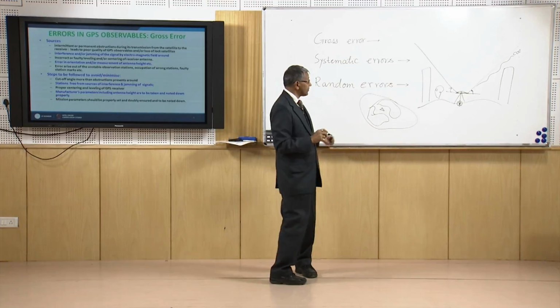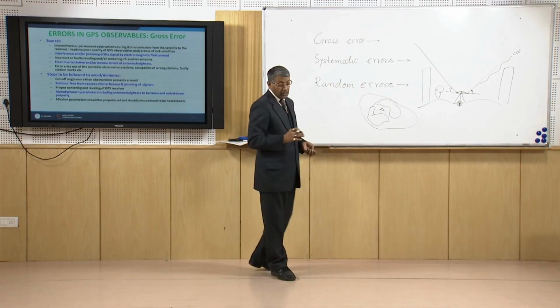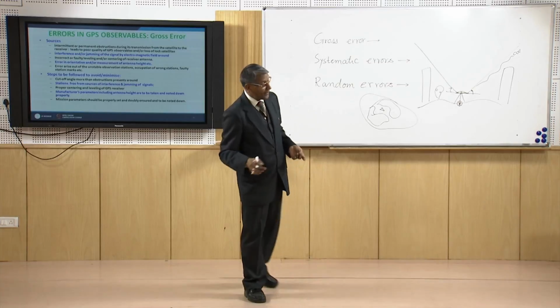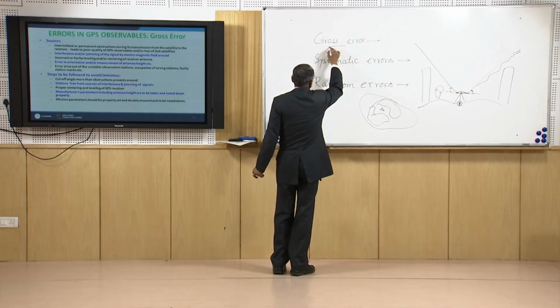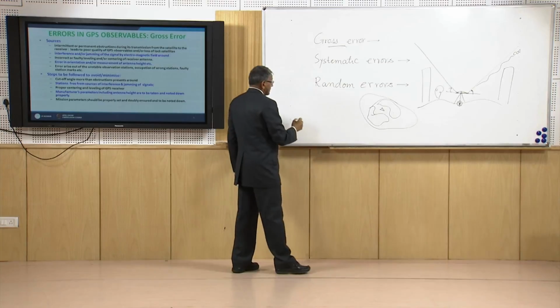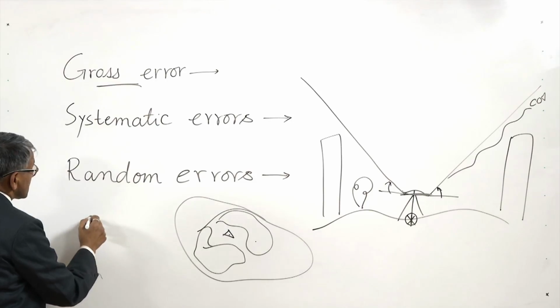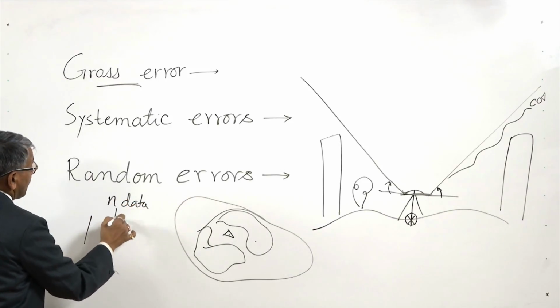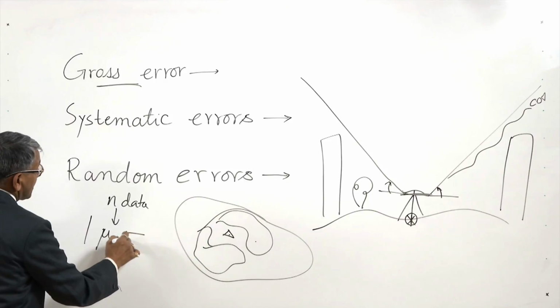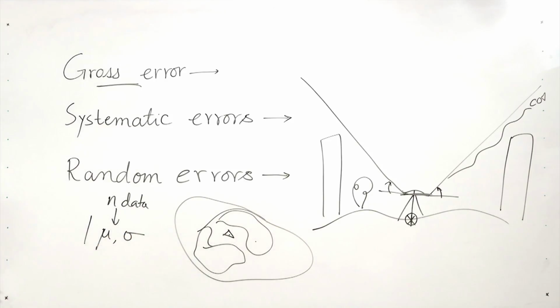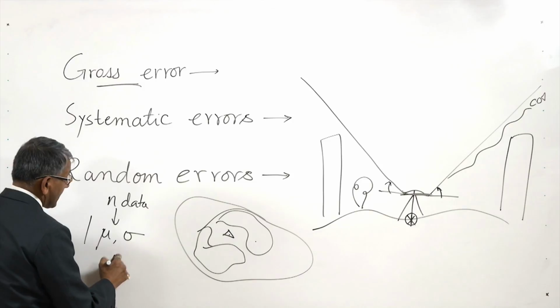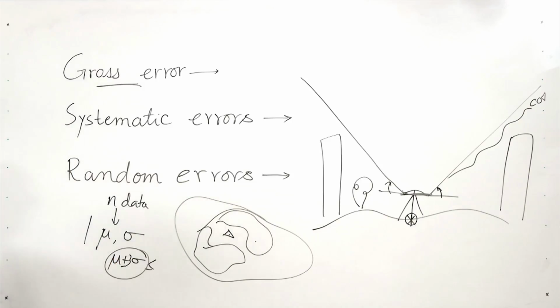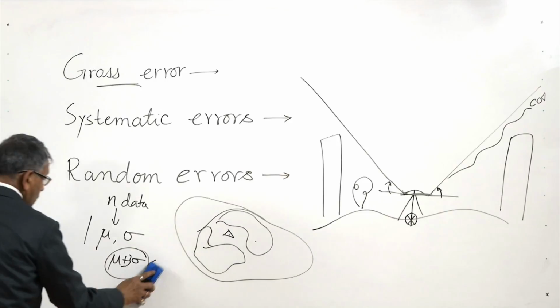Whenever we get the GPS observable, the simplest way to identify the gross error is to go for a test called statistical test. So, suppose we have n data, we should find out the mean and standard deviation, and we should see whether all the data is within mu plus minus 3 sigma. This is generally a very simple way to do it.